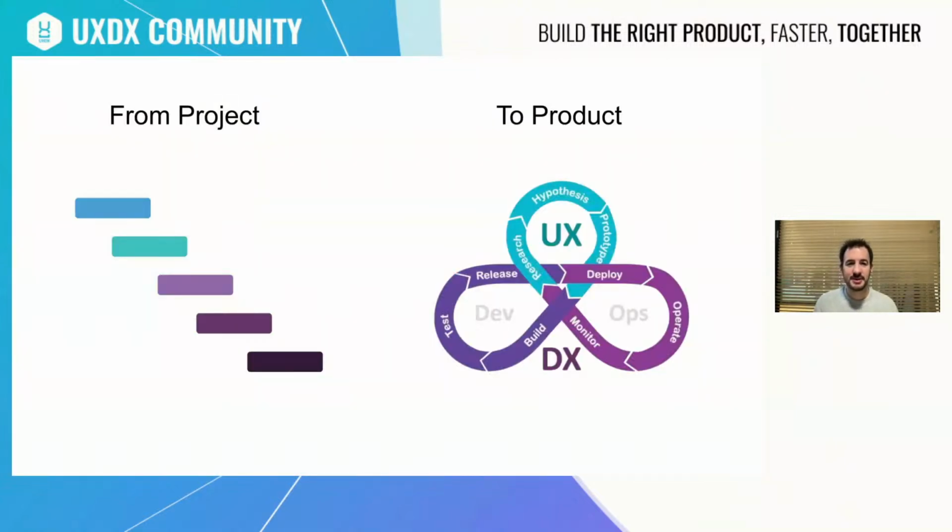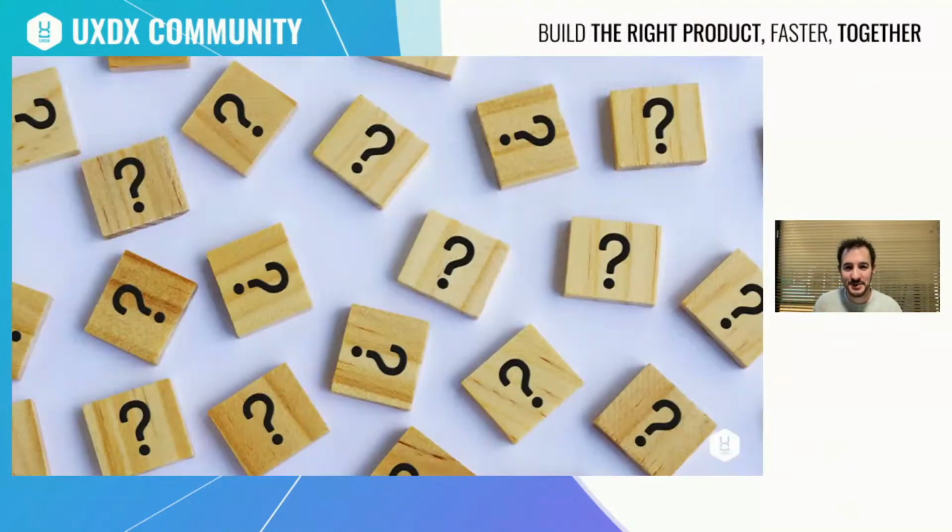At UXDX, our mission is to help teams shift from building software using waterfall projects to empowered autonomous product teams. The reason is that in a high change environment, we have to quickly iterate and move from working in waterfall to autonomous teams. Apologies, there was a distraction there.